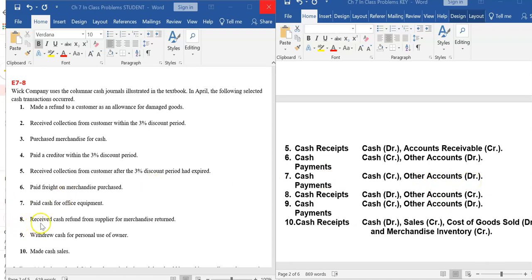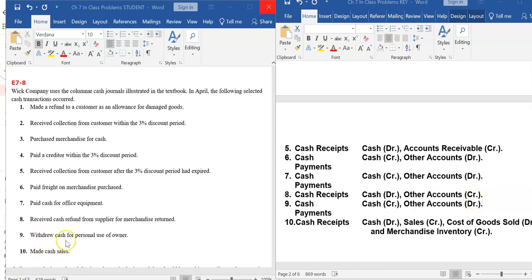Number 8, we received a cash refund from a supplier for merchandise returned. We are receiving cash. It's the cash receipts journal. Cash will be debited because we are increasing our cash. And because it's a refund for merchandise we returned, there is no inventory account column. So we will need to use the other accounts credit column.